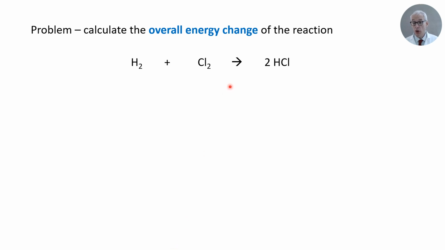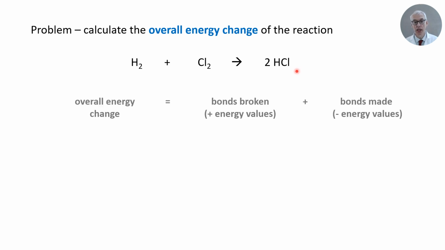So I'm going to model one problem. Calculate the overall energy change of the reaction between hydrogen and chlorine to make 2 moles of hydrogen chloride. Now the overall energy change is going to be the energy needed to break the bonds plus the energies released on making the bonds. The bonds broken, endothermic, is given a positive energy value. The bonds made are given a negative energy value.